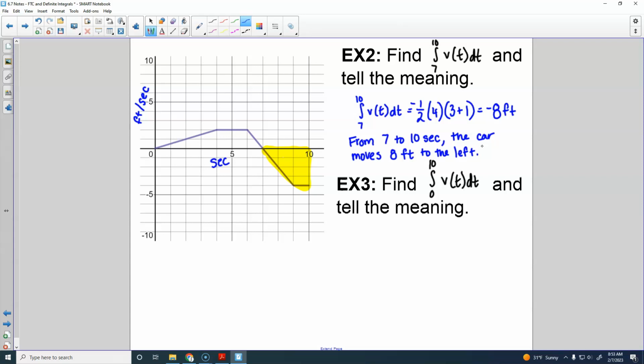Yes, yeah. And also when I made this problem, obviously we're pushing this car or something because it's only going 8 feet in 3 seconds there.